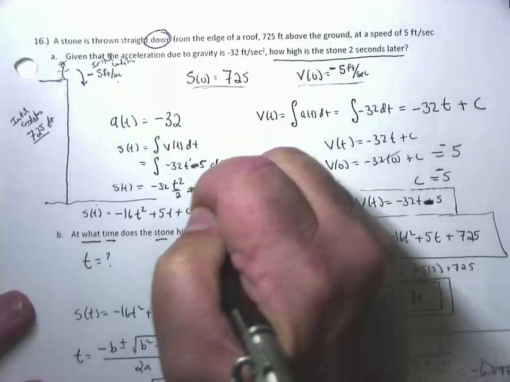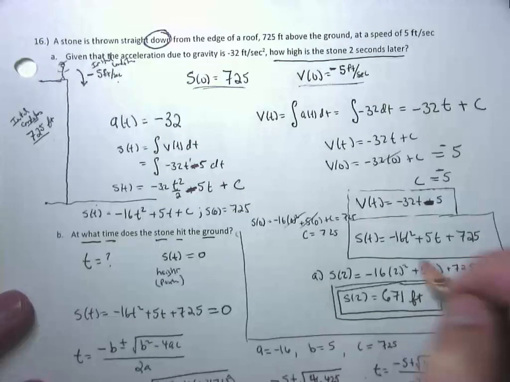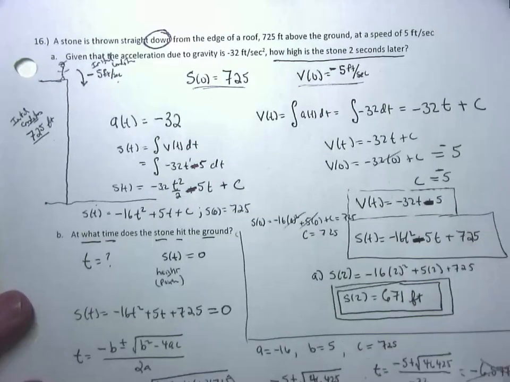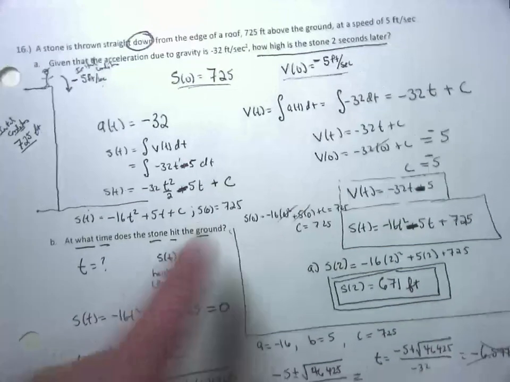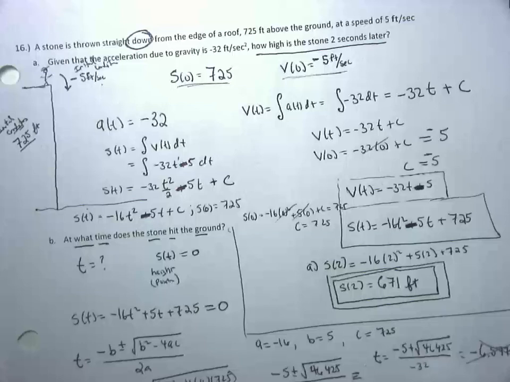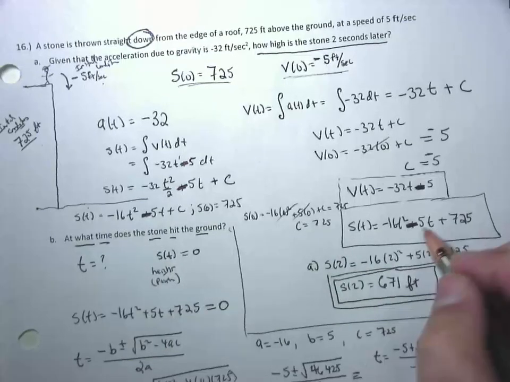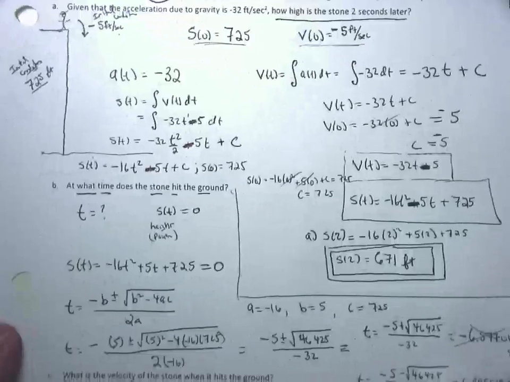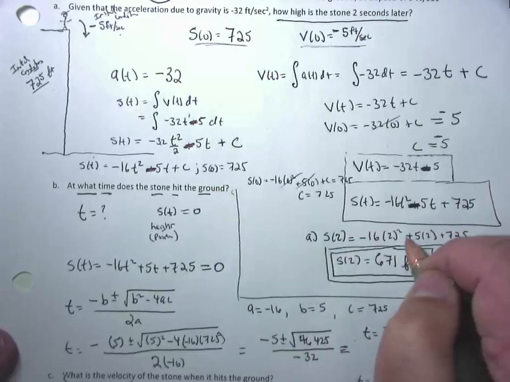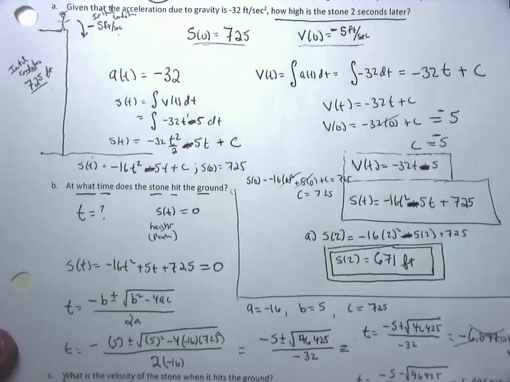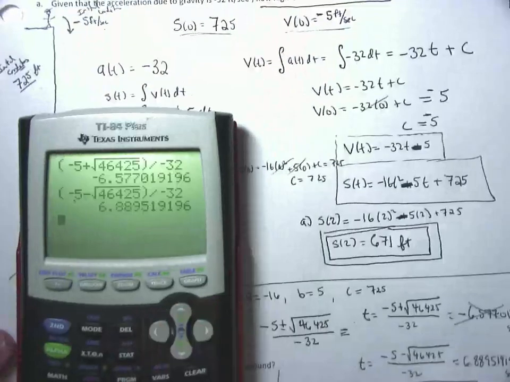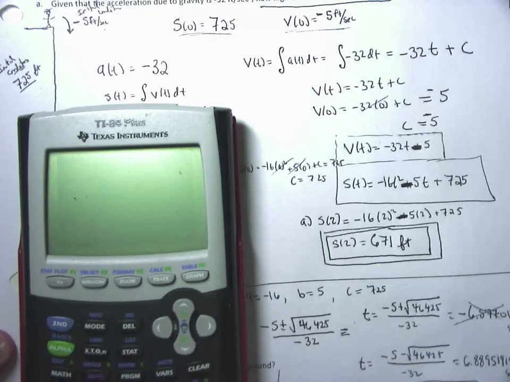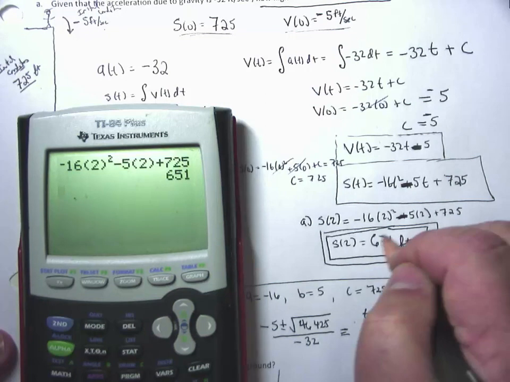So I integrate it, that would be minus 5t. Luckily, I plug in 0, so this is a negative 5t. When I plug in, it doesn't change the constant at all, but it will affect this guy here, that is a minus 5t. So the answer for part A, because it was going down, this was my fault because I wasn't paying attention: negative 16 times 2 squared minus 5 times 2, that changed, plus 725 is 651.